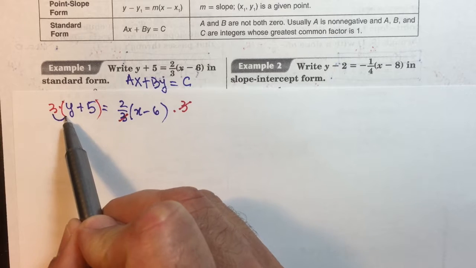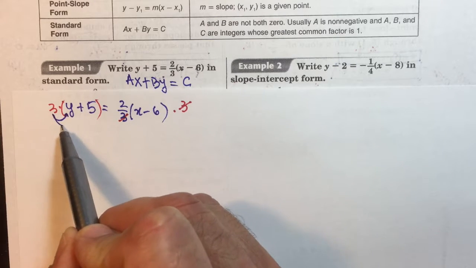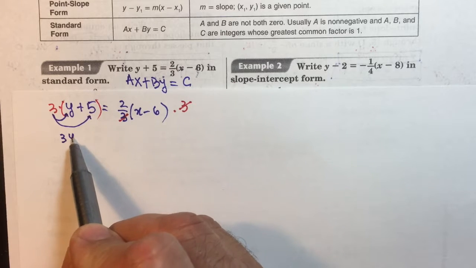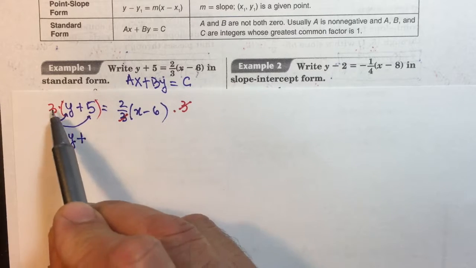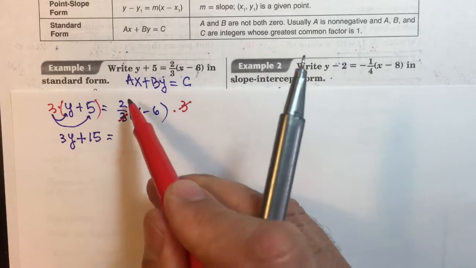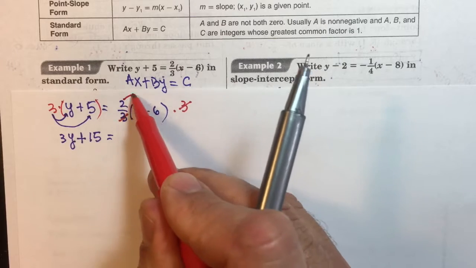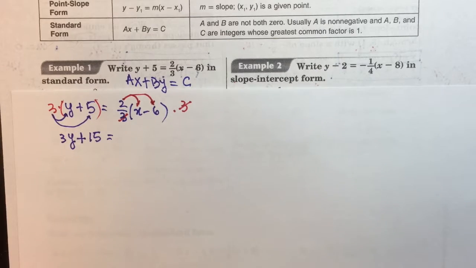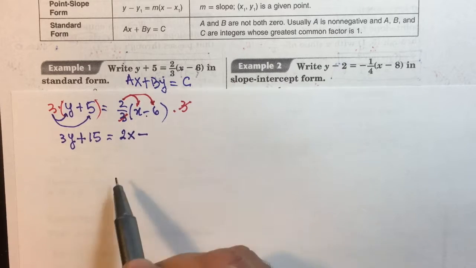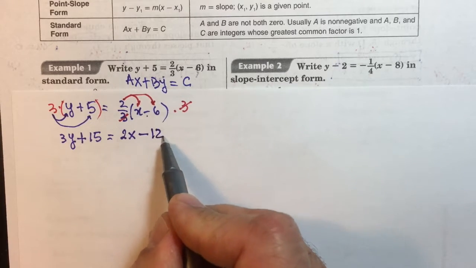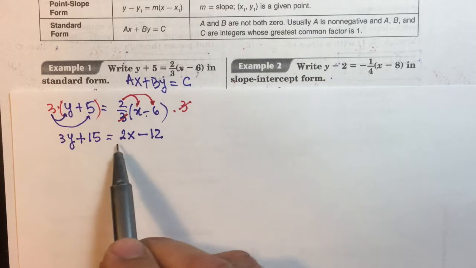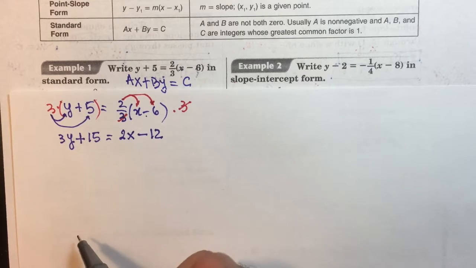I'm going to multiply 3 times y. I'm going to add 3 times 5. Let's do it. 3 times y is 3y plus 3 times 5 is 15. I'm going to do the same thing on the other side. I'm going to multiply 2 times x and 2 times 6. 2 times x is 2x minus 2 times 6, 12. Then I have a linear equation here. I eliminated the 3 in the denominator. I don't have the 3 in the denominator anymore.